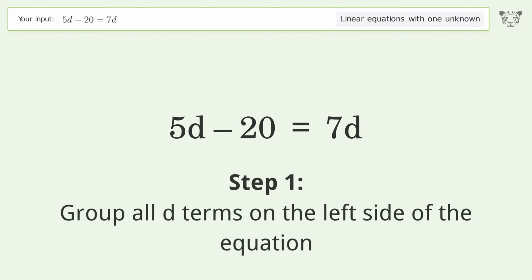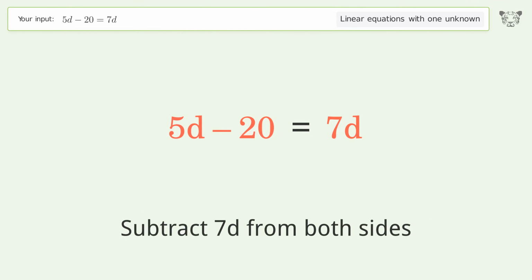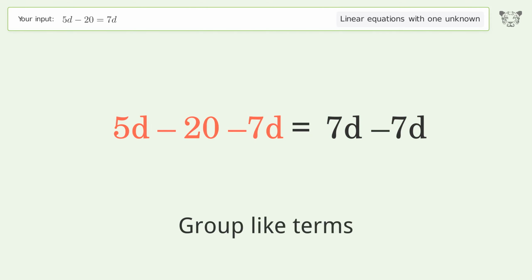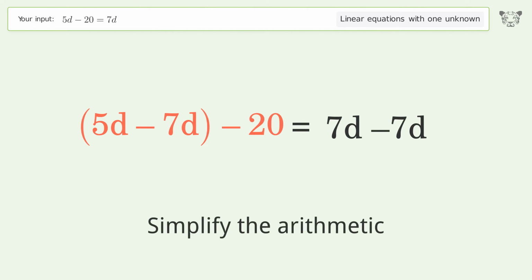Group all d terms on the left side of the equation. Subtract 7d from both sides. Group like terms. Simplify the arithmetic.